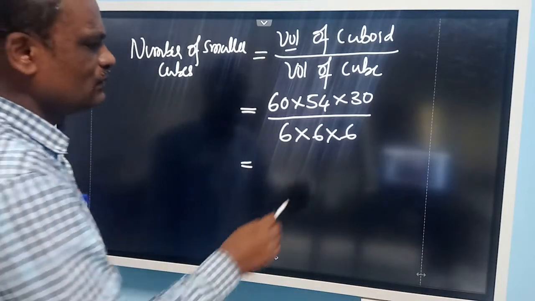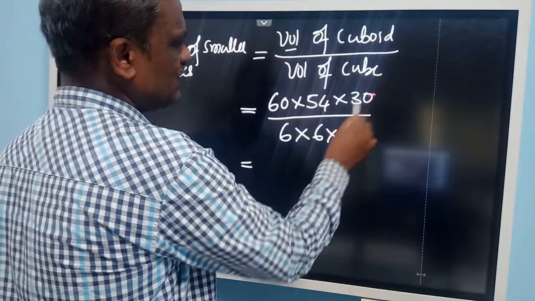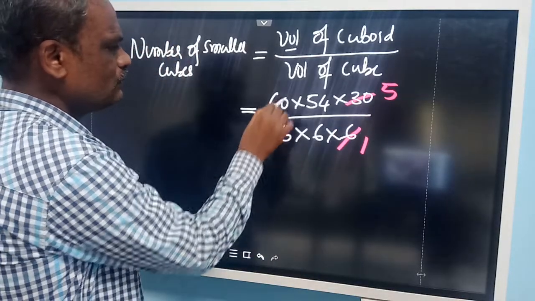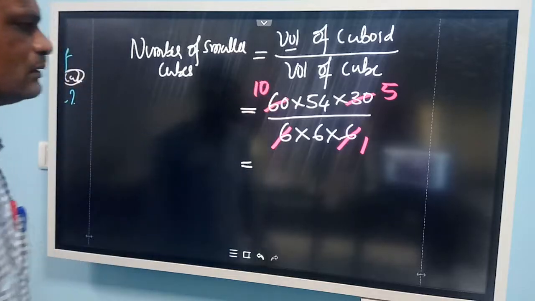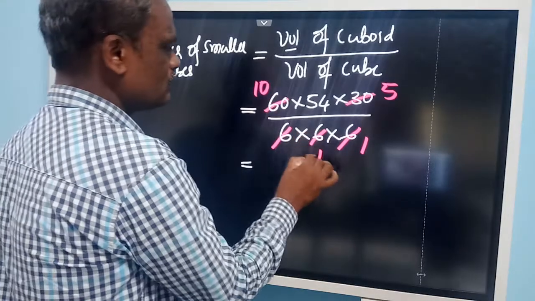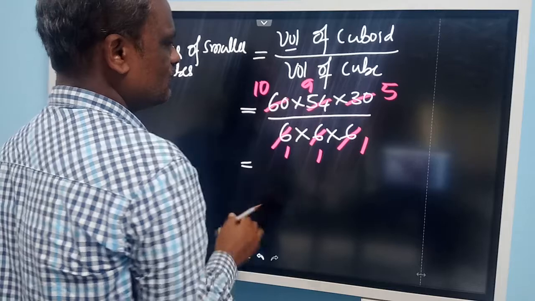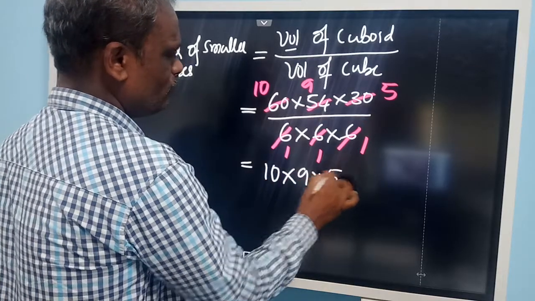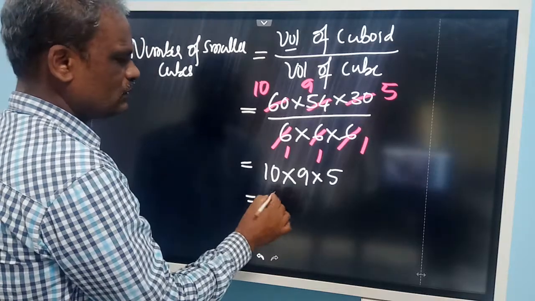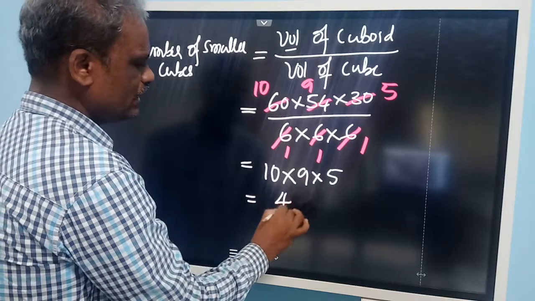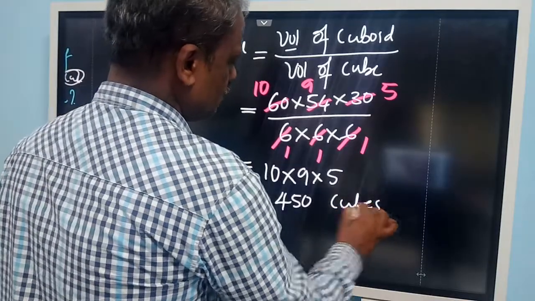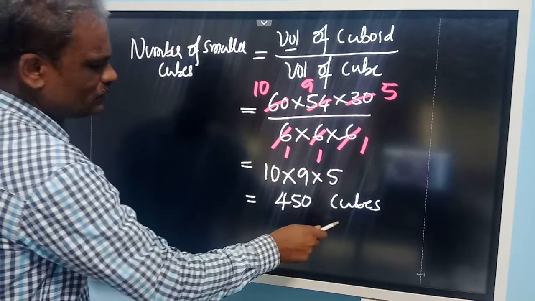So divide this one: 6 ones are 6, 6 fives are 30, that gives 450. Again 6 ones are 6, 6 tens are 60. Then 6 ones are 6, 6 nines are 54. So what is left out? 10 into 9 into 5. So 90 into 5, that is 450 cubes.